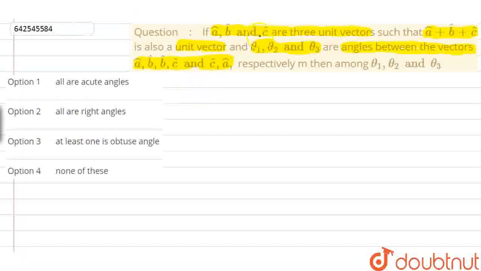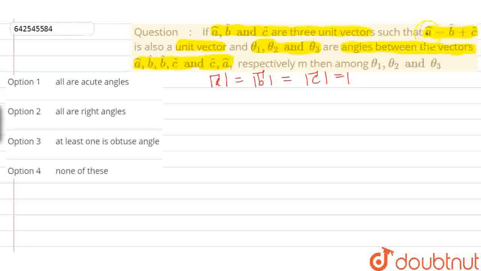Let us discuss the given problem. So the question is, if A vector, B vector, C vector are three unit vectors, so what we can conclude from this statement is that the magnitude of vector A is equal to the magnitude of vector B is equal to the magnitude of vector C, and that is equal to 1, because the three vectors are unit vectors.